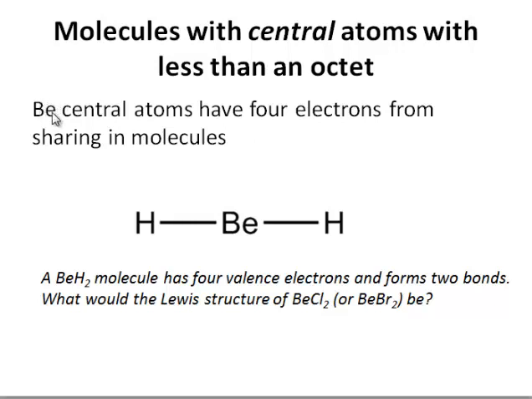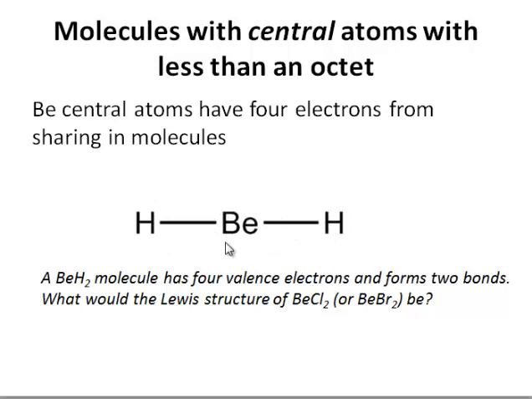However, there are some strange molecules where beryllium can be a central atom, and it makes sense, I suppose, that if these are strange molecules, they'd have some strange bonding situation. So in general, in a beryllium molecule, the central atoms have 4 electrons from sharing. For example, BeH2 is actually a stable molecule. A BeH2 molecule has 4 valence electrons, 2 from beryllium, 1 for each hydrogen, and forms 2 bonds. When you put the 2 bonds in, you're out of valence electrons and you've completed the Lewis structure.